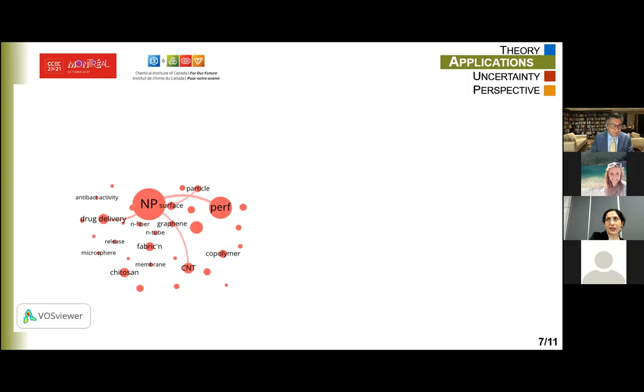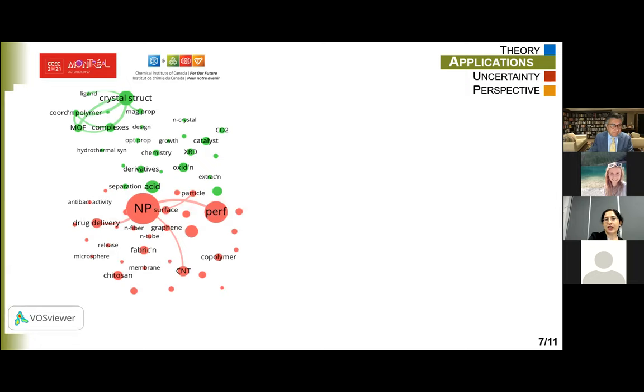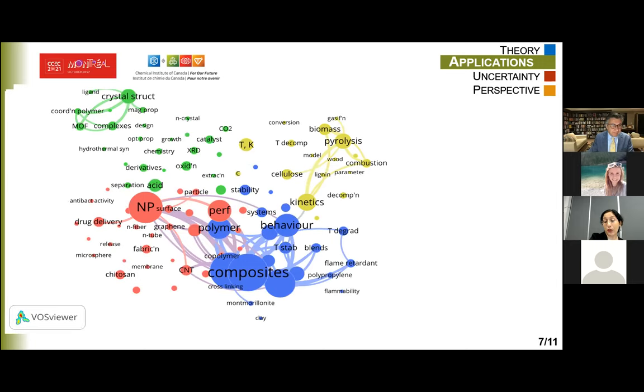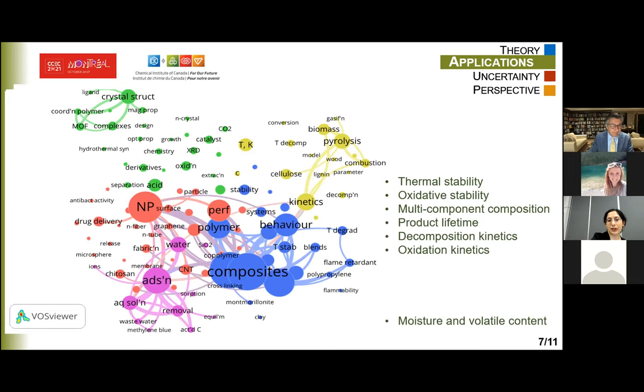Based on Web of Science, we could group the papers that cited TGA into 5 clusters. The first group is nanoparticles, performance, and drug delivery as the most cited papers. The second group is crystal structure, catalyst, MOFs. And the third group, as the most mentioned keywords in papers that cited TGA, is composites, nanocomposites, material behavior, polymer, and flame retardant. The fourth cluster is pyrolysis, biomass, kinetics, cellulose, and combustion. And the fifth cluster is adsorption, water, wastewater, and removal of different impurities from your sample.